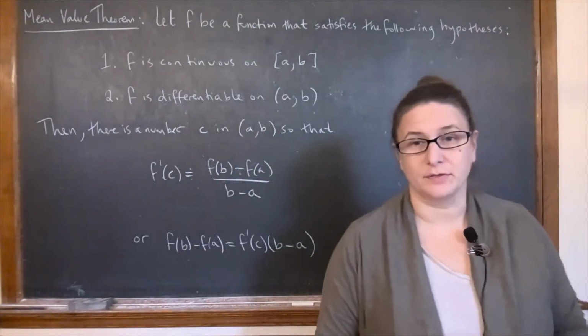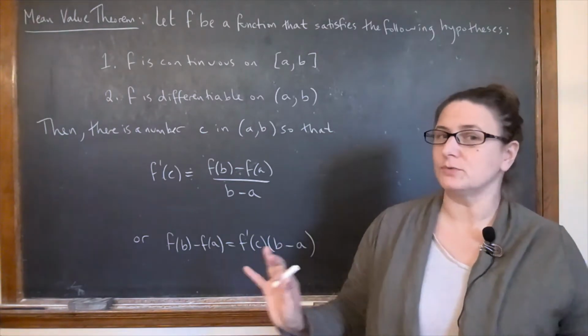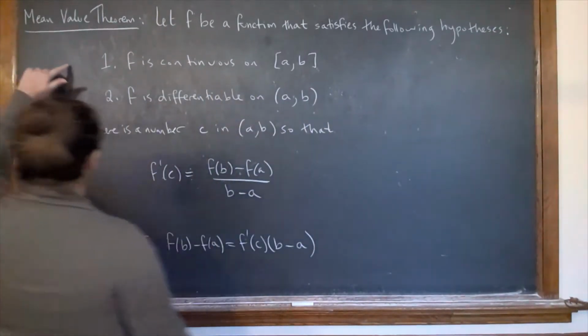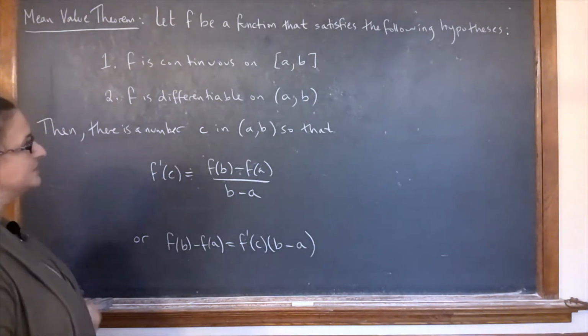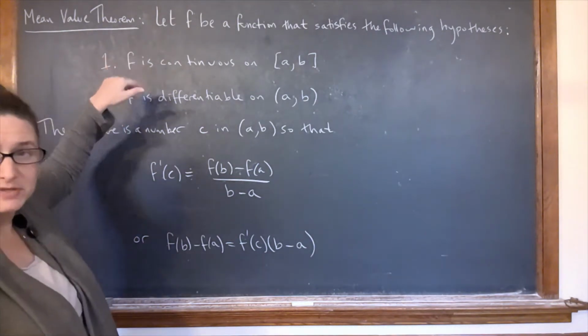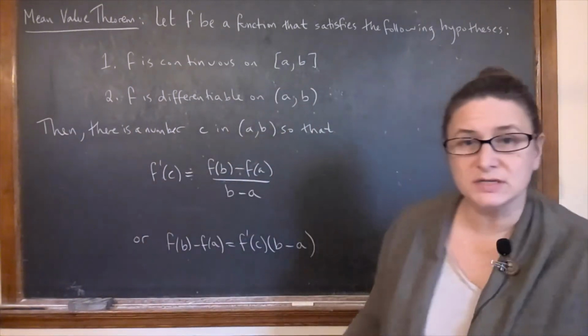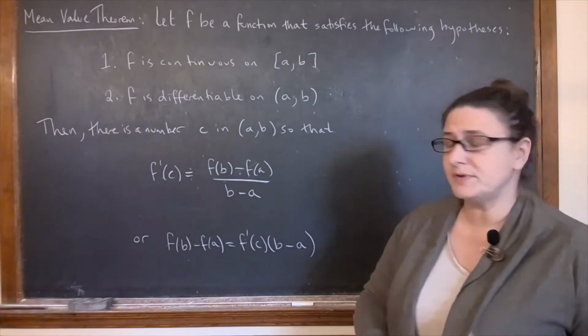This is the mean value theorem. Well, you'll notice it's kind of similar. In fact, I didn't even have to erase the whole board. All I did was erase Rolle's theorem, and I erased the third hypothesis. These two hypotheses, 1 and 2, are exactly the same as Rolle's theorem. My function is continuous on the closed interval AB, differentiable on the open interval AB.